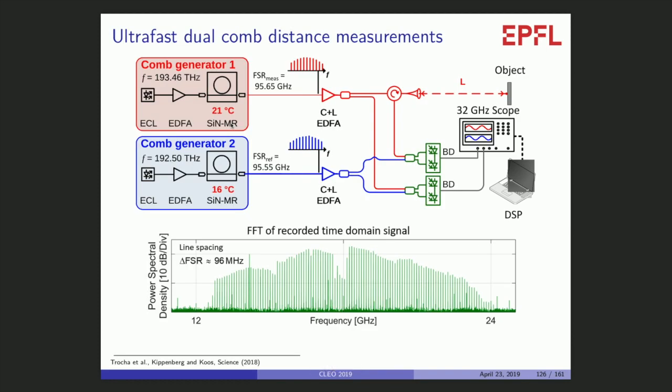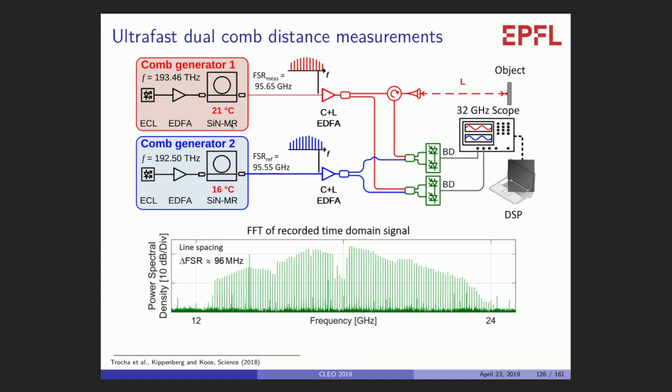You can also exploit the large repetition rate for doing very fast distance measurements. And this is an example where two combs are used with 100 gigahertz repetition rate. They're offset here by 0.1 gigahertz, so 100 megahertz. You send one comb out to an object, let it reflect, go through a circulator, combine in a balanced photo detector, superimposed with a comb. Another portion of the comb is directly fed into a second balanced detector. Again, you have an IQ detector here. You record both on an ultra-fast scope, so 32 gigahertz. And in this case, your dual comb interferogram is centered here at 18 gigahertz, so it's an extremely fast frequency.